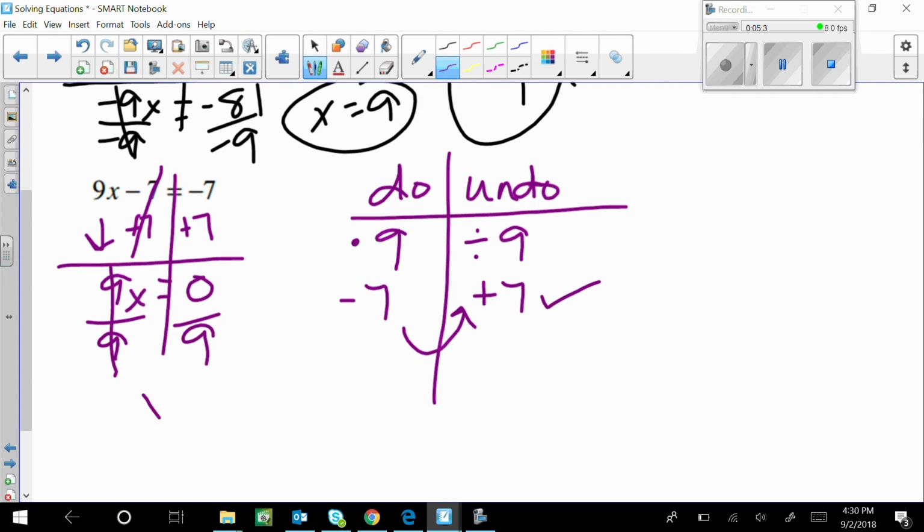9 divided by 9 is 1, so I can just say x. 0 divided by 9 is 0. X equals 0.